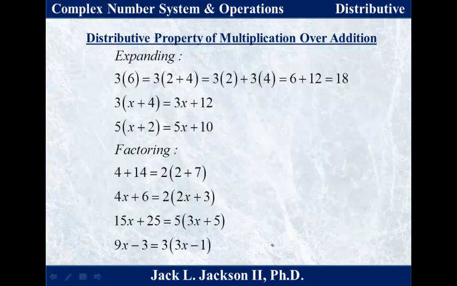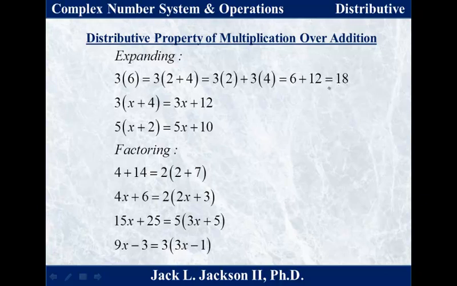So we can use the distributive property to expand some stuff out. Now, this first one here is kind of a little ridiculous, but 3 times 6, of course, is 18. But if we wanted to think of 6 as 2 plus 4, then we could break it apart and say that's 3 times 2 plus 3 times 4. So that's 6 plus 12, which is, of course, also 18.